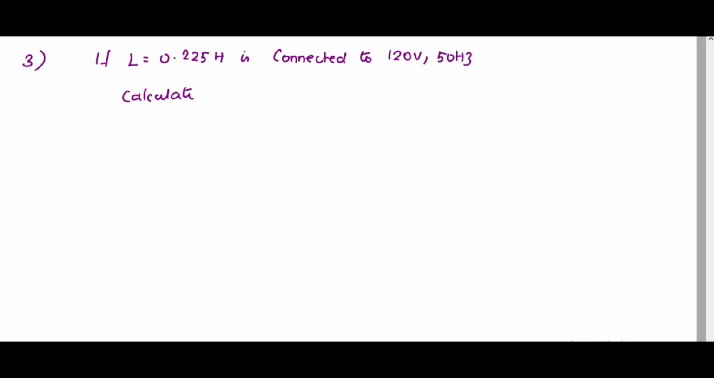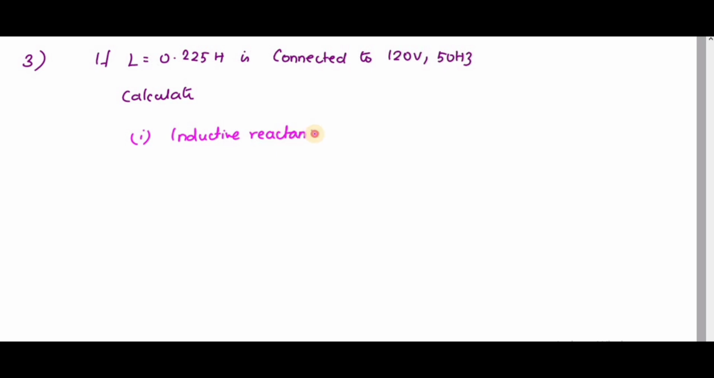Next, the third problem. An inductance of 0.225 Henry is connected to a 120 volt supply with a frequency of 50 hertz. Here the 120 volts represents VRMS. Calculate the inductive reactance, that is XL.